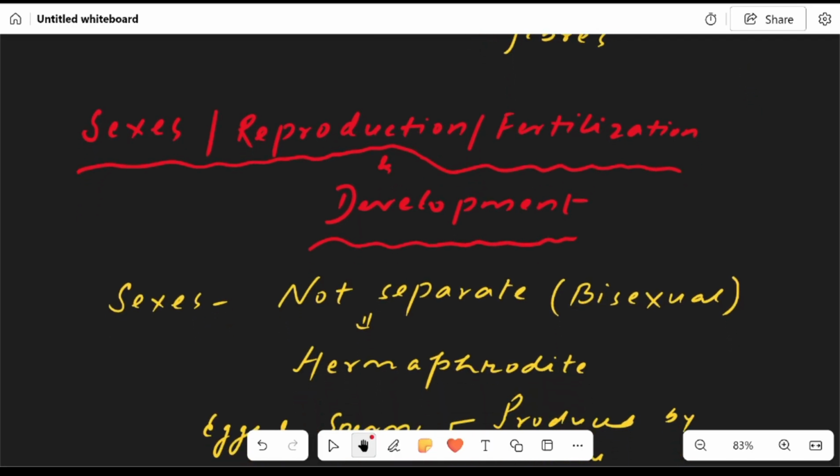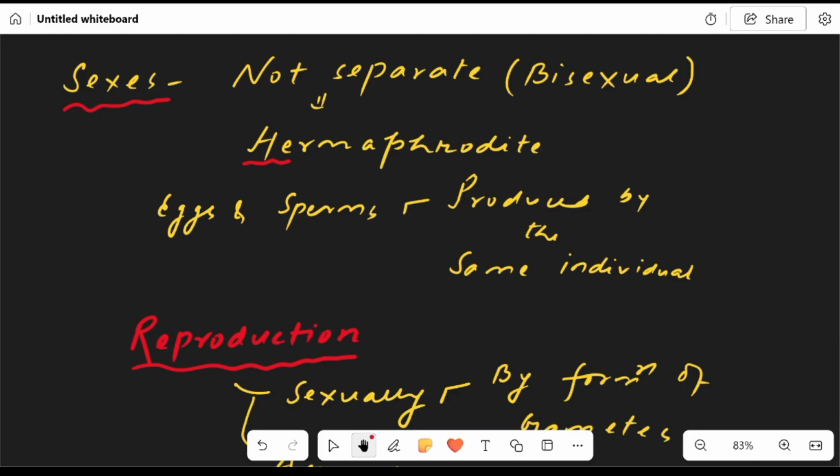Now let us discuss the sexes, reproduction, fertilization and development. As far as the sexes are concerned, these are not separate. That means they are bisexual, and such kind of sexes which are not separate, that means male and female are produced by the same organism, is known as hermaphrodite.